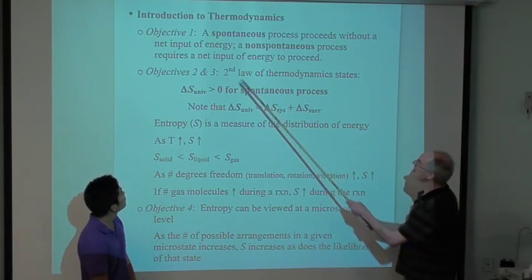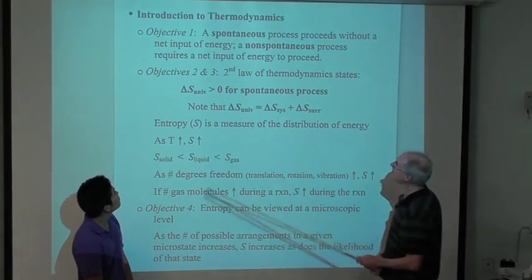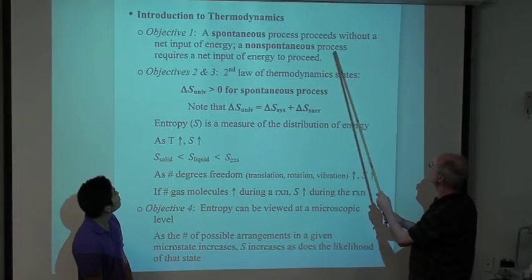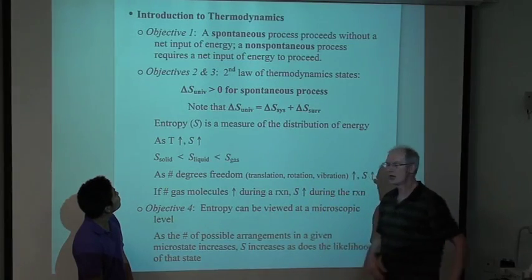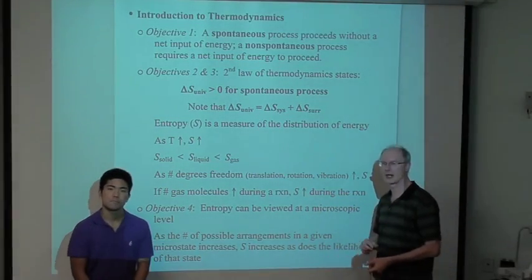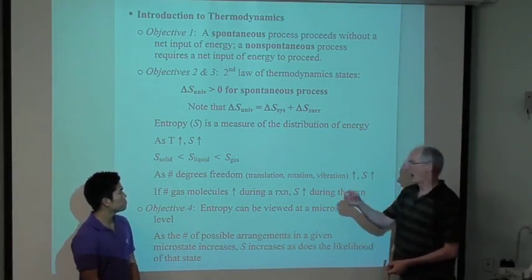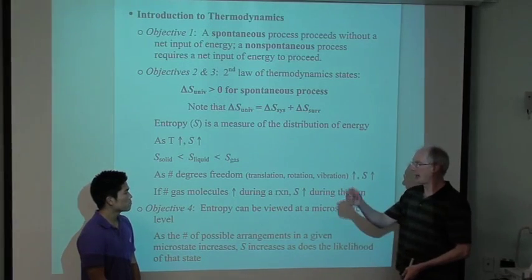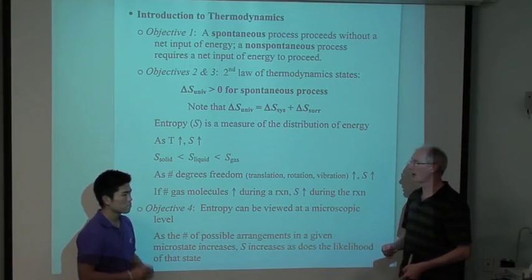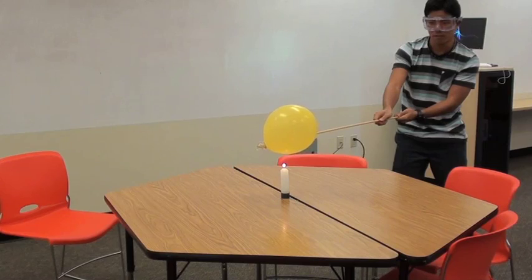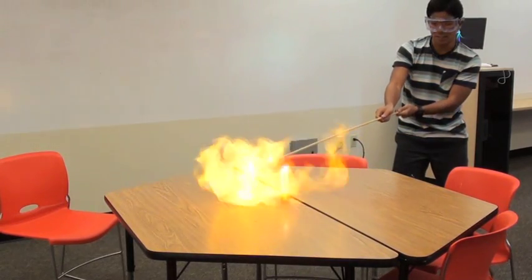And that's what this net input of energy means in this objective. Spontaneous proceeds without a net input of energy. You don't have to keep putting energy in order to get it to go. So I take my hydrogen balloon and I have to add a spark to it to get it going, but once that spark goes, the rest of the reaction proceeds on its own.